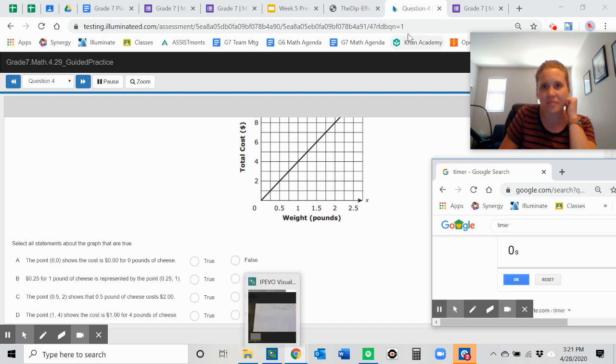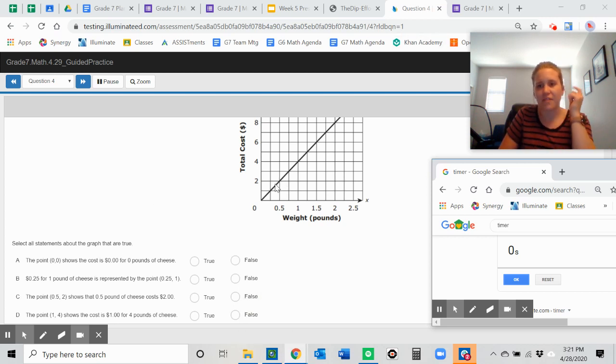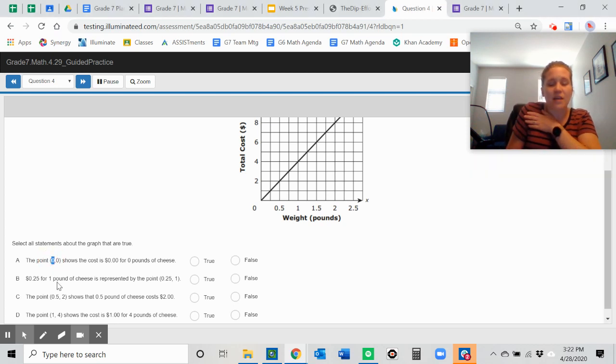Here we go. Looking at this graph, the clue when I see something like this and I'm looking at these different ordered pairs, always they're going to try to trick you and switch the meaning of the x and y axis. So you need to know that in an ordered pair, the x comes first and the y comes second. You also need to know that always the x coordinate should represent weight in pounds and the y coordinate should represent the total cost, right?